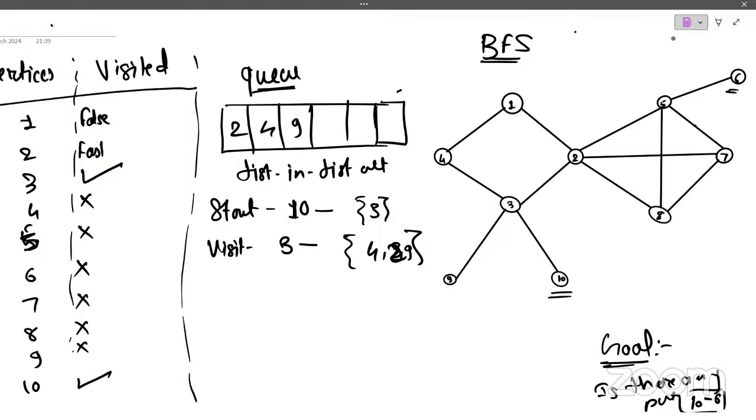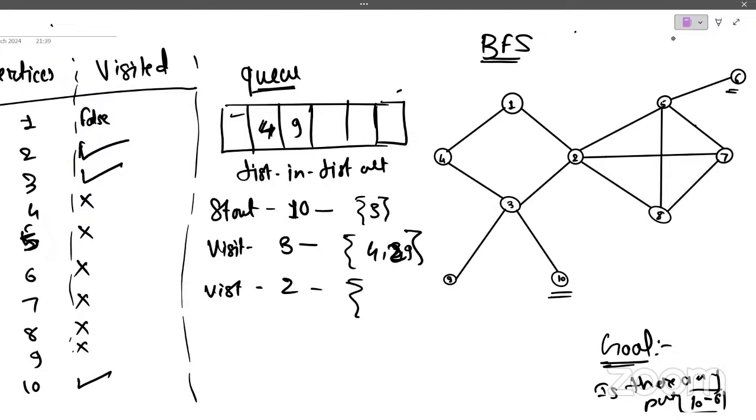Now I have to visit the next one. In a queue you use first in, first out, but in this level I entered them in this manner, so I'll take 2 first. You can take 4 first also. So I'll now visit 2. As I'm visiting 2, I remove it from my queue and mark it true. That's the basic process.